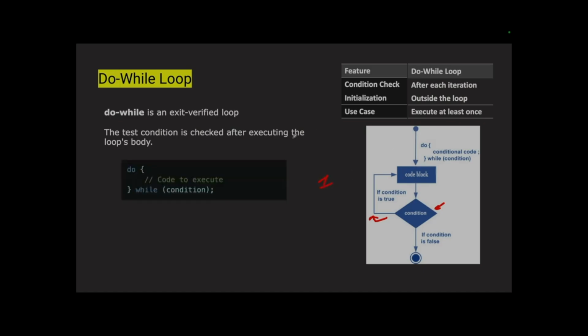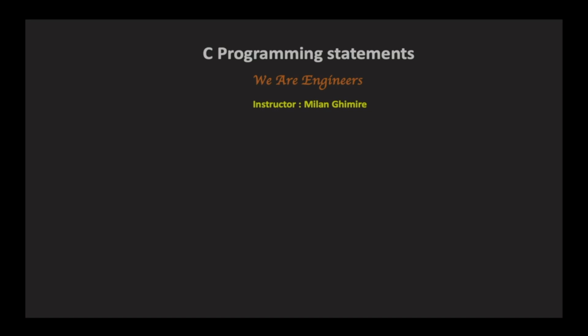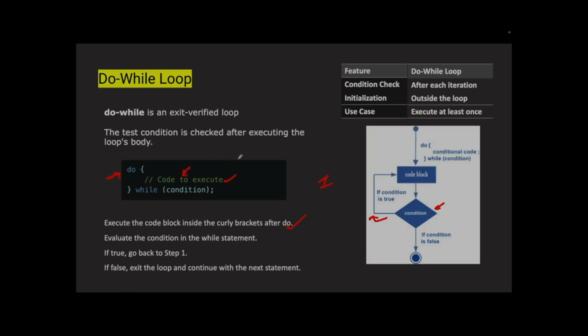Here you can see the syntax looks like this: do, while, condition. The code to execute will be here. So do, code to execute, while, and condition. Execute the block inside the curly brackets after do. Evaluate the condition in the while statement here. If it is true, go back to step number 1, that is executing this code, and if it is false, exit. So whether the condition is satisfied or not, it will execute once, that is for sure.